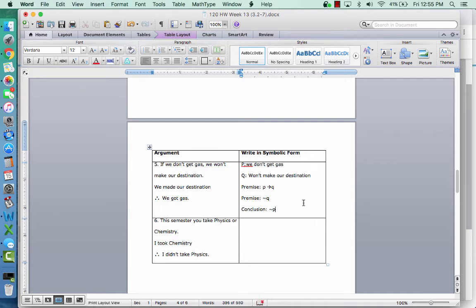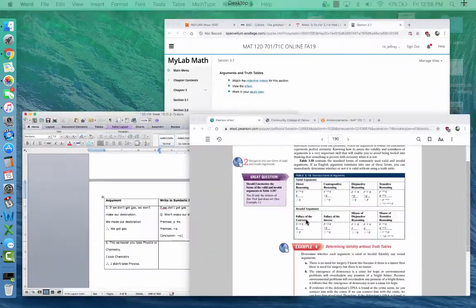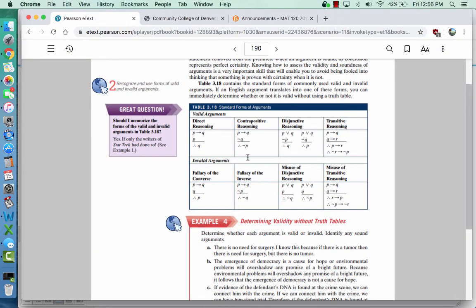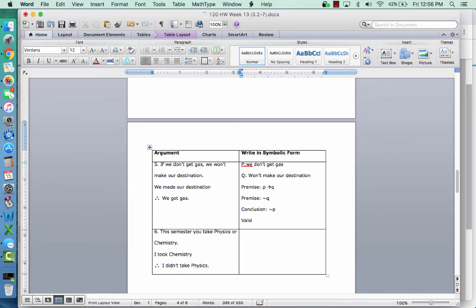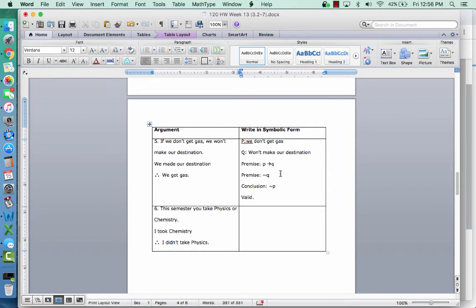All right, so what we have here is a premise that says if P then Q. We have not Q as the second premise. Can we necessarily conclude that not P happened? Well, this is exactly contrapositive reasoning. If you have if P then Q, but Q has not happened, then you can guarantee that P has not happened. So that is valid. It fits that valid contrapositive reasoning.